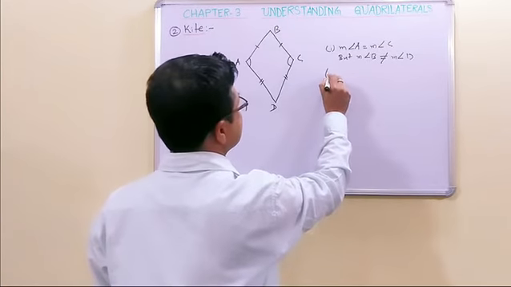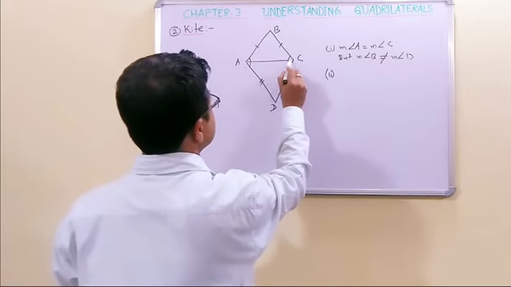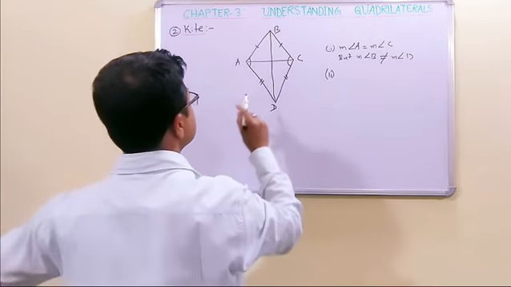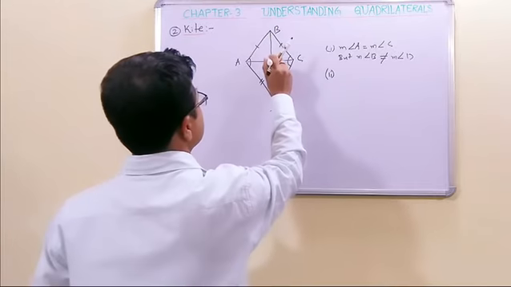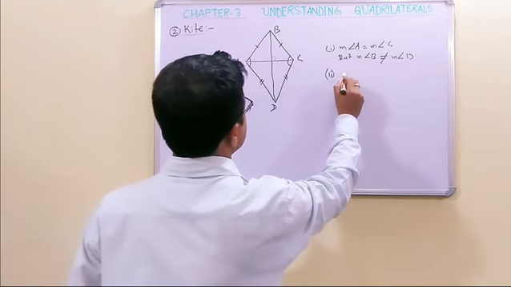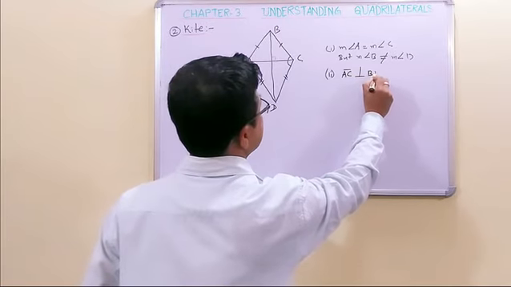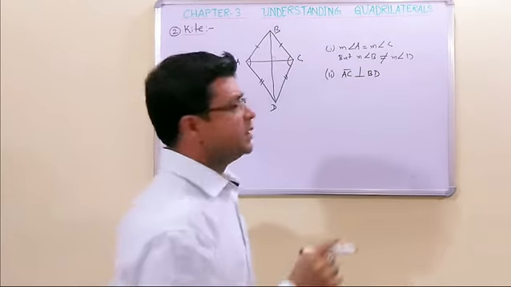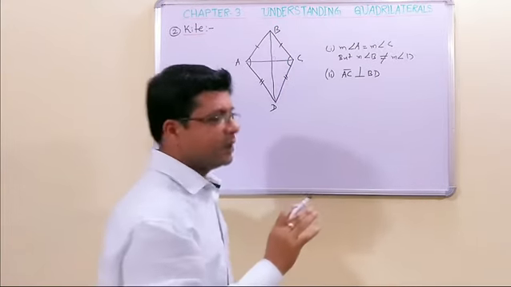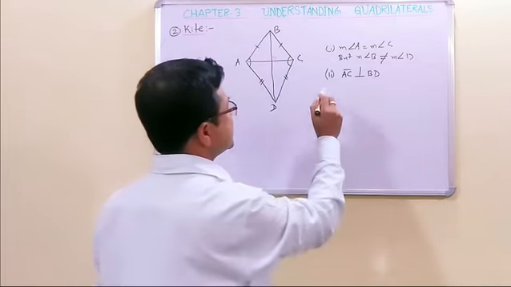And the next property is about the diagonals. If we draw the diagonals, the diagonals are perpendicular to each other. AC is perpendicular to BD. That is, this angle is 90 degrees, this angle is 90 degrees, this angle is also 90 degrees, and this angle is also 90 degrees. The diagonals are perpendicular to each other. This is the second property we can say.